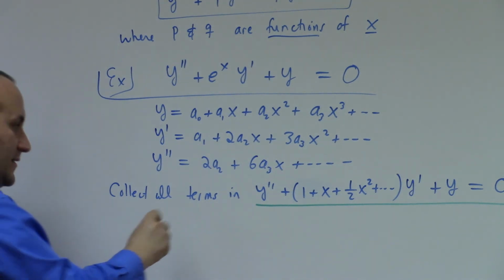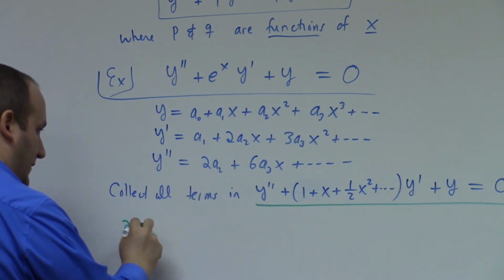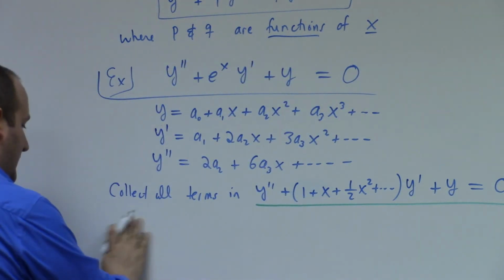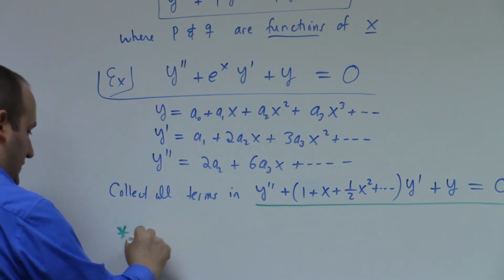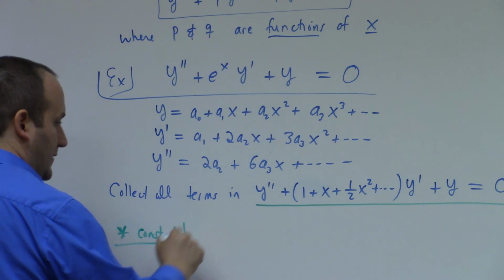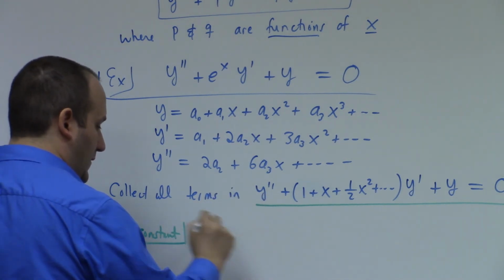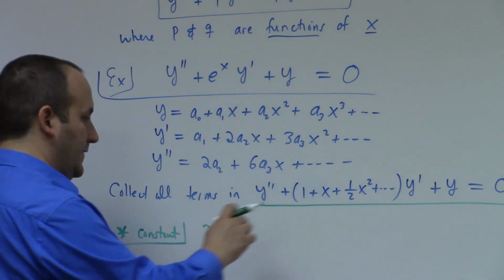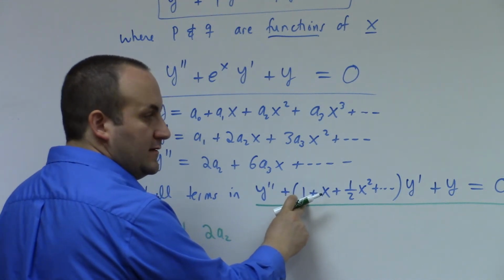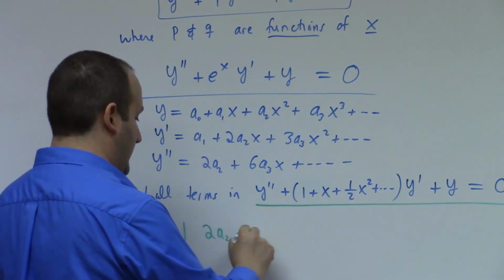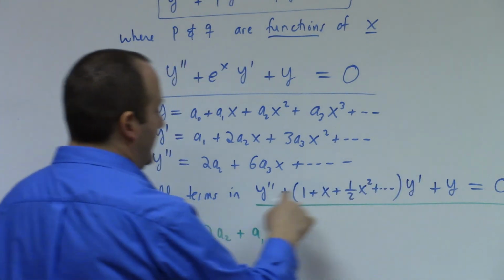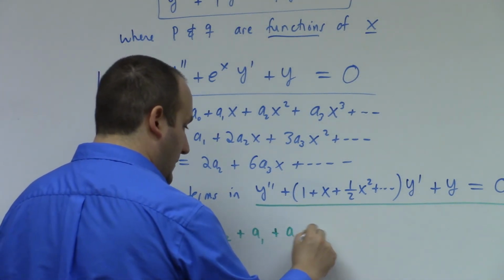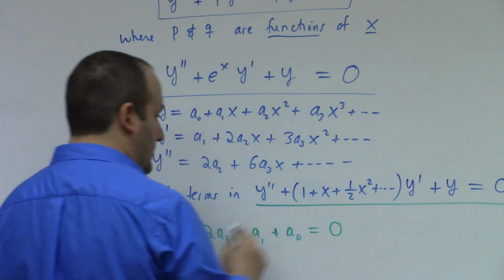From y prime prime, I have 2a2, right? So let's call this thing star. And let's just think about star's constant. What are the constants in star? Y prime prime has 2a2. Are you getting this, Belu? The only way I can get a constant from the y prime is this 1, 1 times what? Right, so plus a1. And then the only place I can get a constant from y is a naught, right? So that has to be equal to 0.